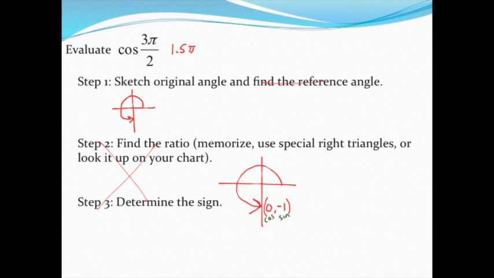So this is what I'm actually going to do to find a quadrantal angle. They asked me to find the cosine of this, so according to that, I should just use the x value. The cosine of 3 pi over 2 is just going to be 0.